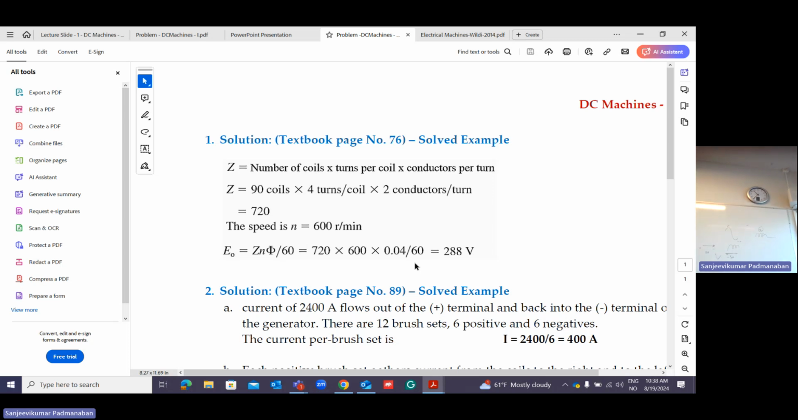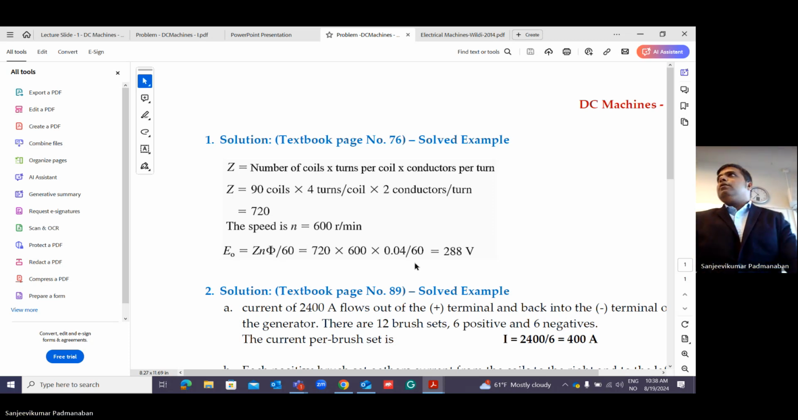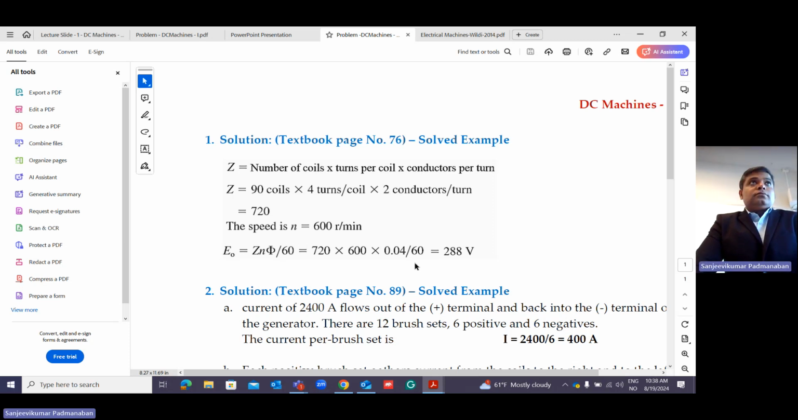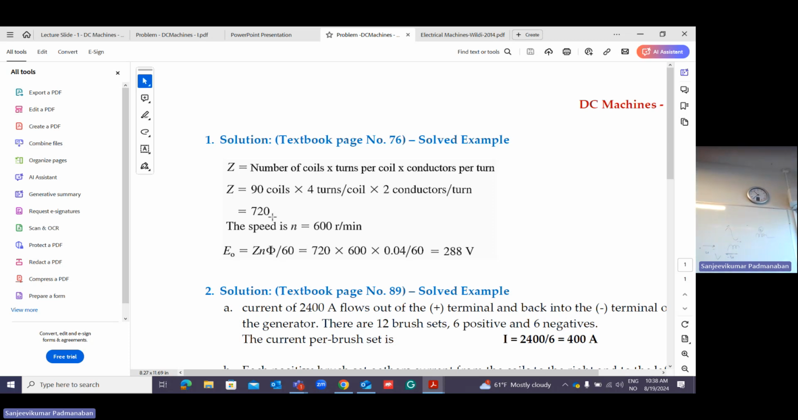Please verify. Then you have to calculate what is the induced voltage. So each conductor, how much induced voltage will they produce? It's going to be 288 volts. Sorry, Z is equal to 720. I mean, two conductors per turn. Yes, per turn, it's always two. For this problem, we have 2 conductors per turn.